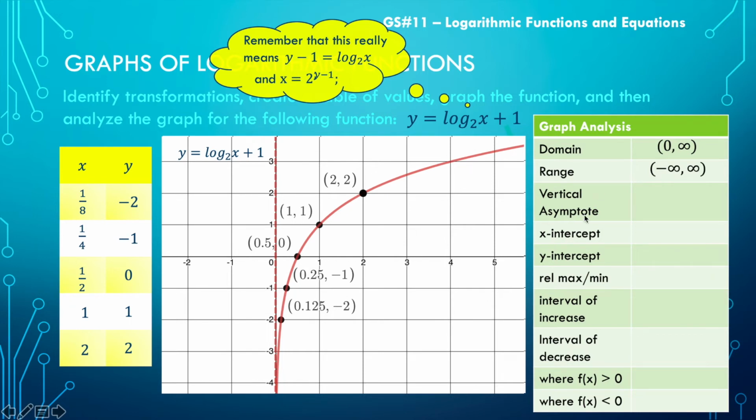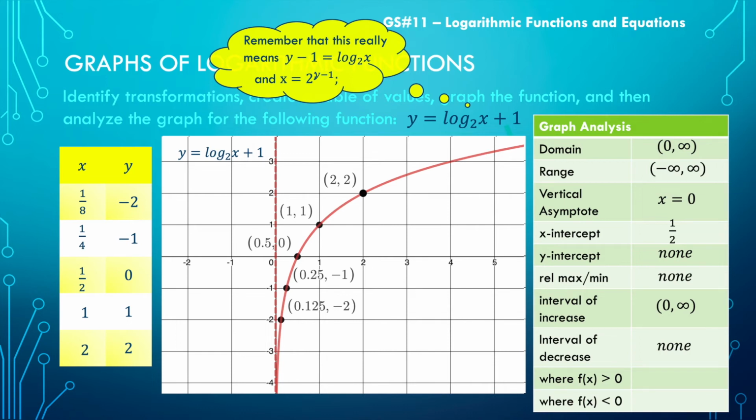Okay, vertical asymptote we said was x equals 0. The x-intercept is 1/2, and there is no y-intercept. Again, there's no relative max or min because this is a strictly increasing graph. What is the interval of increase? Where is this function increasing? Okay, and so as we said before, that would be everywhere it's defined, which is what we have classified as the domain. So our interval of increase here is 0 to infinity. And then the interval of decrease, there is none because this is a strictly increasing graph.